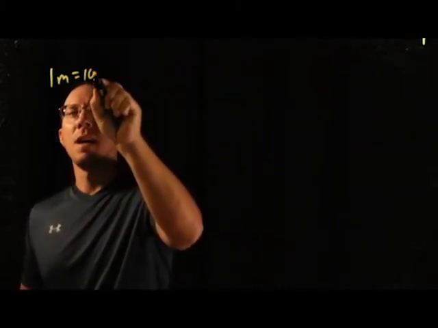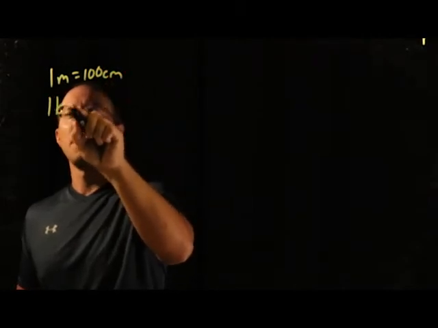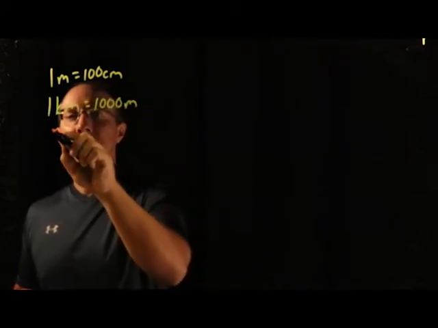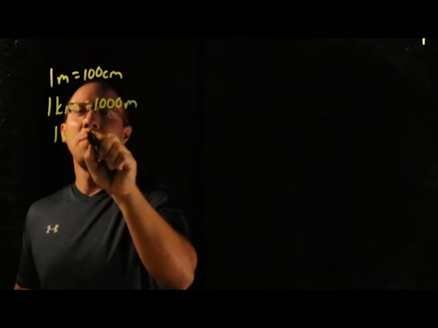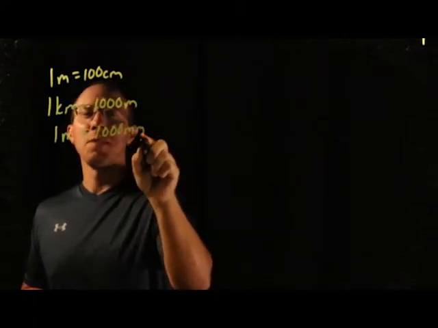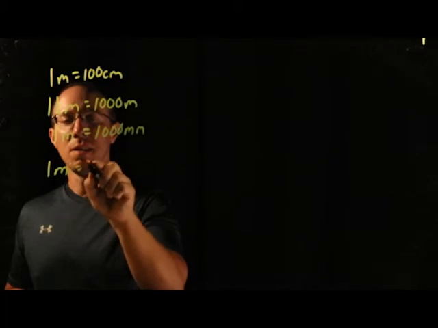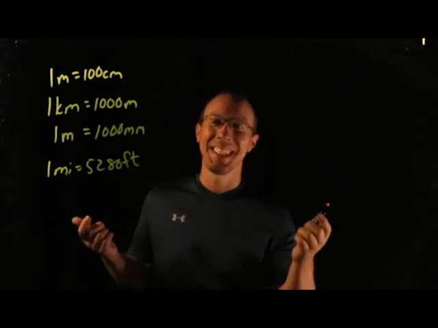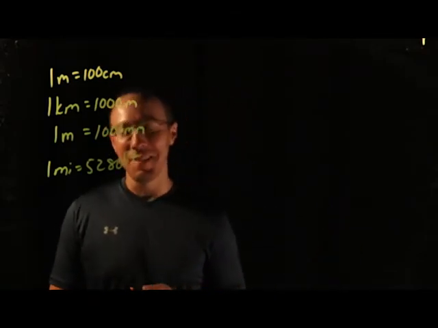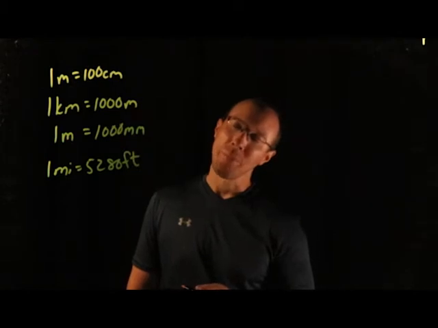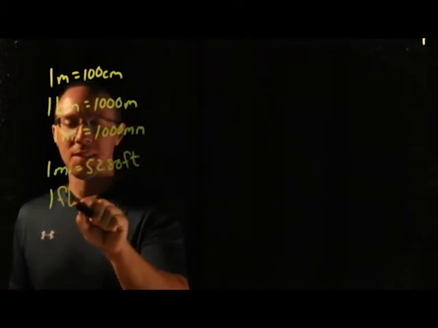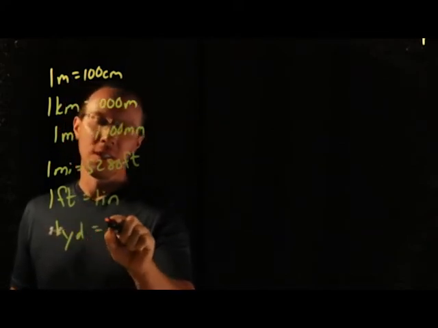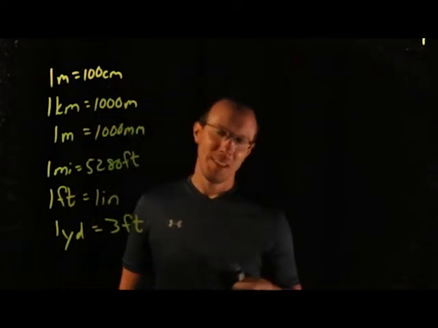1 meter, 100 centimeters. 1 kilometer, it's not how I normally write them out, I'm doing it now this way, 1,000 meters. 1 meter, 1,000 millimeters. 1 mile, 5,280 feet. Stupid. It's kind of dumb, right? Like, how do you come up with this stuff? All right. And then 1 foot, 12 inches, and 1 yard, 3 feet, and so on and so on and so on.